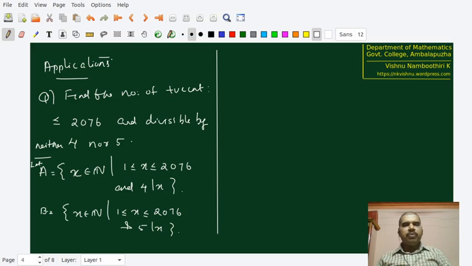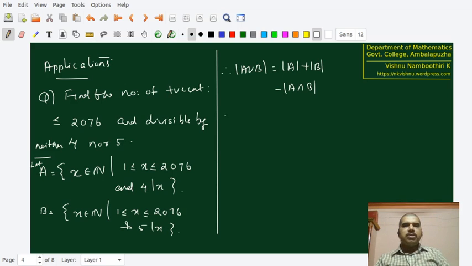If we take the union of A and B, then we will get numbers that are divisible by 4 or numbers that are divisible by 5. So if we remove all these numbers, then we will be getting the number of numbers within 1 to 2076 that are not divisible by 4 and not divisible by 5. So our aim is to find A union B first, and from 2076 we will remove all those A union B elements. Therefore, A union B by the inclusion exclusion principle is equal to |A| plus |B| minus |A intersection B|.